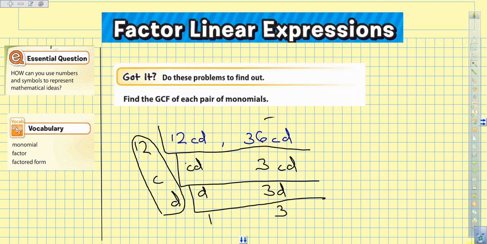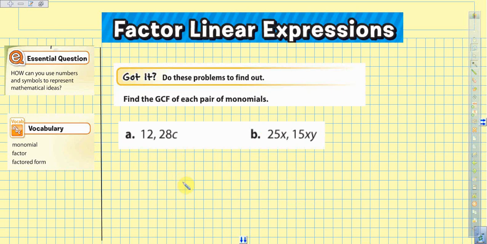Let's have you try one. If you think you can figure it out, go ahead and start on it.